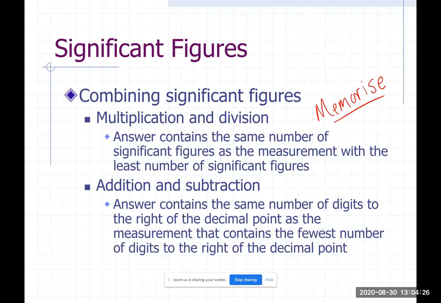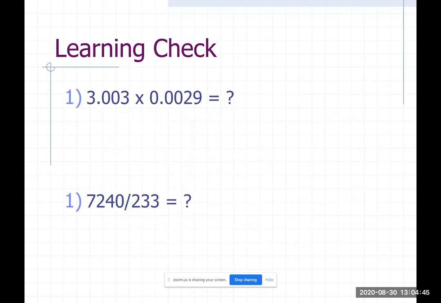Addition and subtraction is a little more complicated. Your answer is going to contain the same number of digits to the right of the decimal point, or the same number of decimal values, as the measurement you have with the fewest number of digits to the right of the decimal point, or the fewest number of decimal values. Let's look at a couple of examples, and let's start with the multiplication division rule.